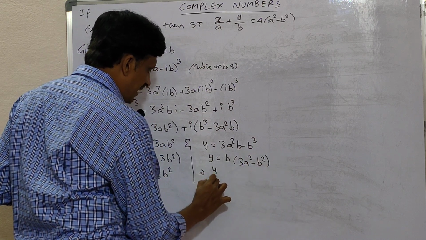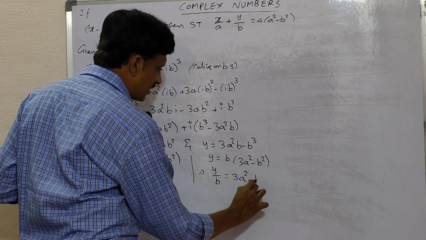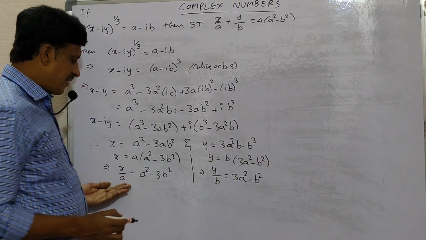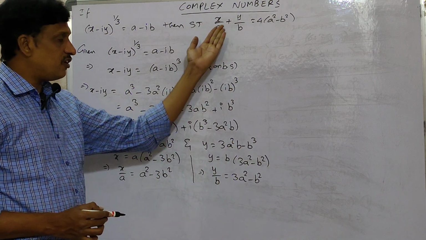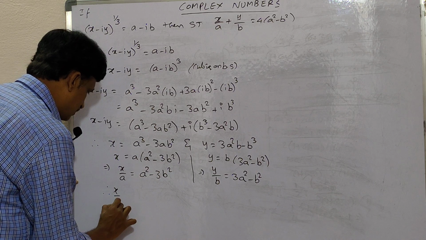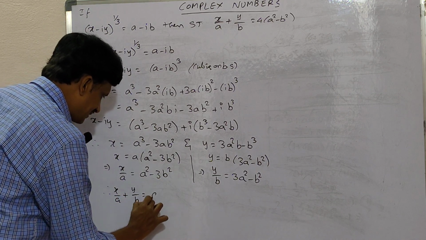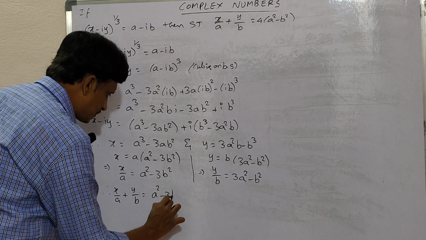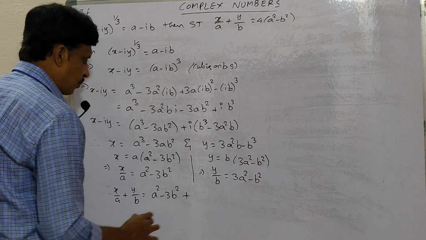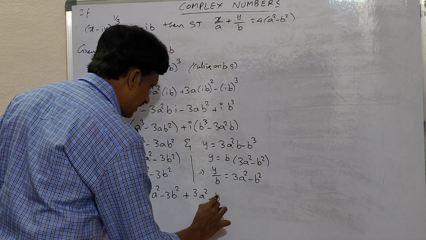So the value of y by b will be the remaining, that is 3a square minus b square. So we got the values of x by a and y by b, we need to find the sum of these two. Therefore, x by a plus y by b is equal to, x by a is a square minus 3b square plus y by b, this one we need to add. This is 3a square minus b square.